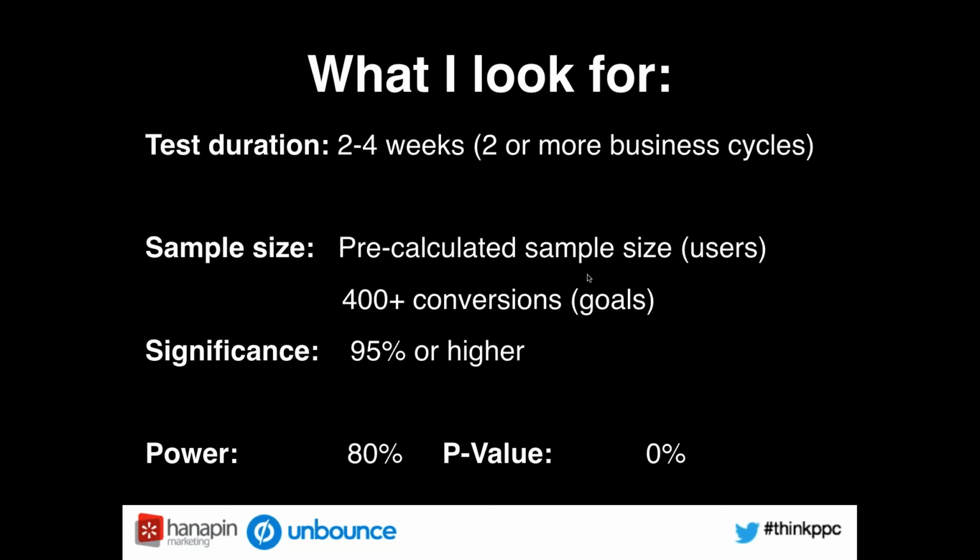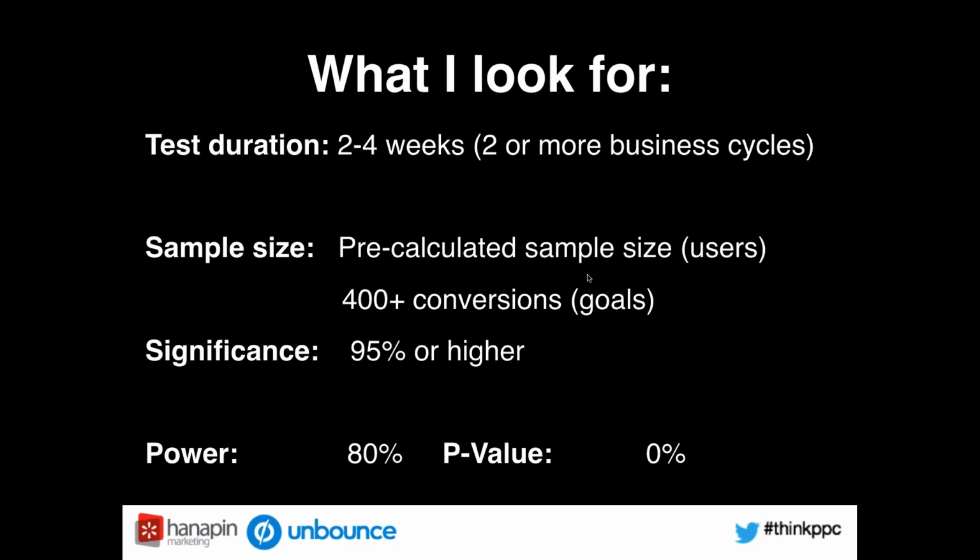I'm looking for a test duration of 2 to 4 weeks, sample size, when you're talking about users, of the pre-calculated sample size that I need, using the tools I showed you before, and then I want at least 400 conversions, okay? And this is because a lot happens within the first 400 conversions, so you need a lot of actions to really be able to make a decision, right? It's not enough to have 50,000 visitors if you have 1 conversion. That will not tell you anything, so you need actions in there as well.